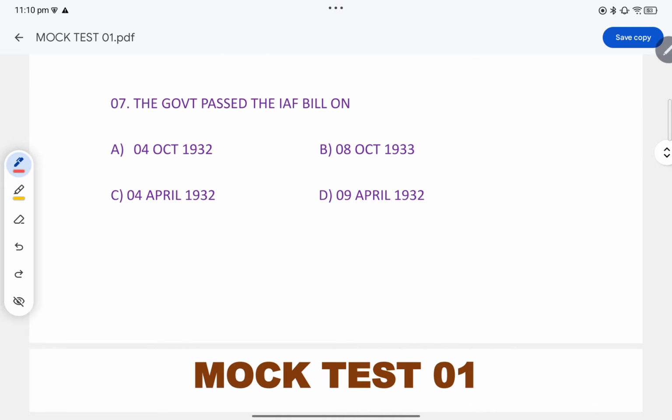So when did the government pass the bill? The government passed the bill. So 4th October is the wrong answer. 8th October is also a wrong answer. 9th April is also wrong. It was 4th April 1932, the government passed the IAF bill. IAF bill on 4th April 1932.